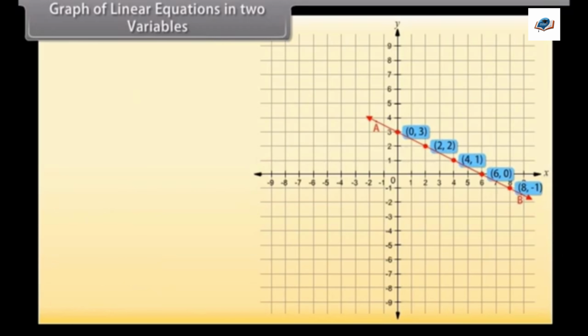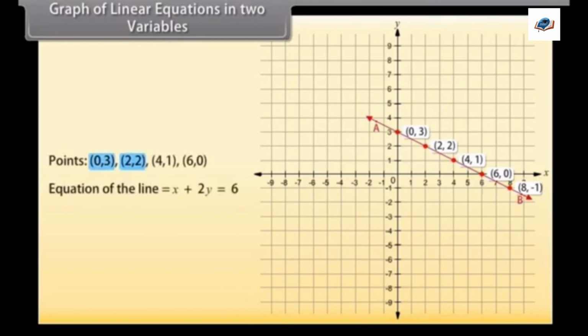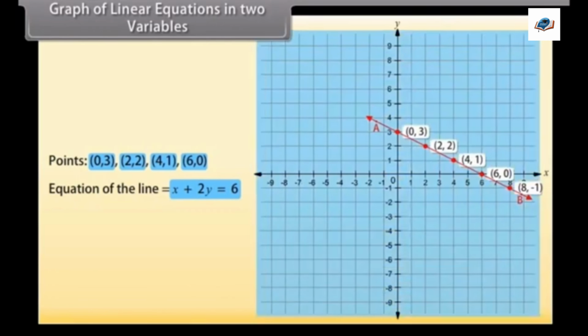So what have we observed on our previous screen? We have observed that every point whose coordinates satisfy the given equation lies on the line AB. Every point on the line AB gives a solution of the equation. So you can conclude that every point on the line satisfies the equation of the line, and every solution of the equation is a point on the line. This is called the graph of the linear equation.